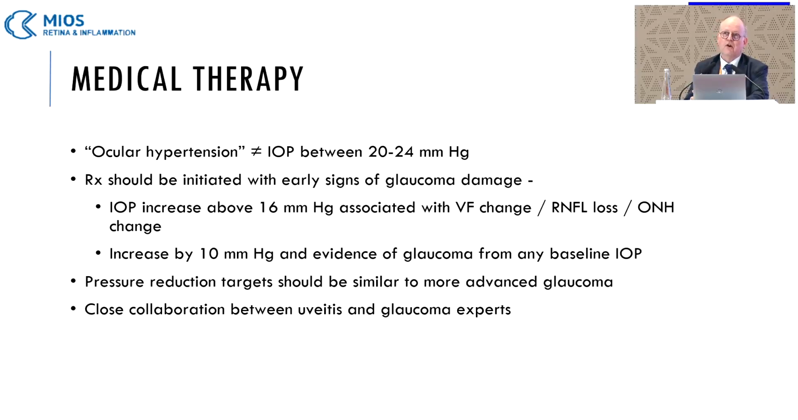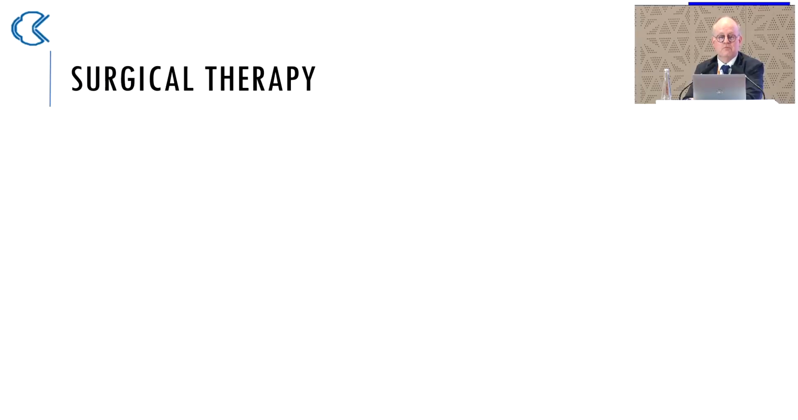With regards to therapy, ocular hypertension in uveitis is not 20 to 24, it's a lower pressure. Any increase in intraocular pressure associated with the changes that would typically appear in glaucoma should indicate the presence of ocular hypertension, and you should treat aggressively to reduce that pressure to the lower teens, essentially as a bad glaucoma patient, because they progress more quickly. Similarly, this should probably best be done in close collaboration with our glaucoma experts.